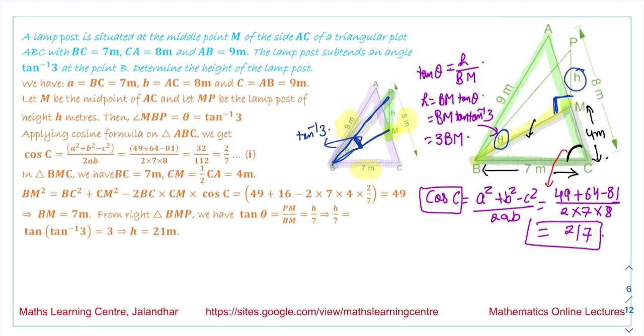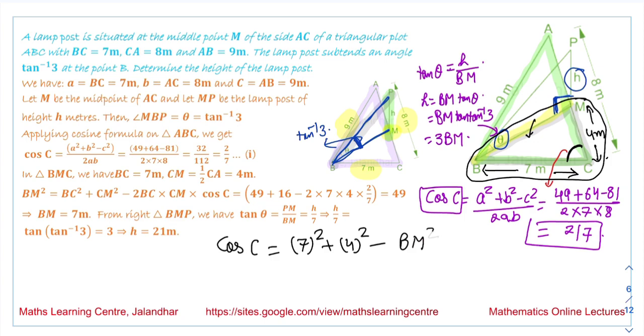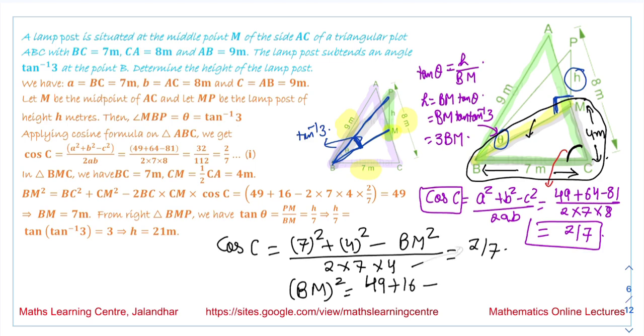Now in the triangle BMC, if we again apply the cosine formula, we are calculating the value of cos C. We obtain cos C equals (7² + 4² − BM²) divided by 2 × 7 × 4, and the value of cos C we have is 2/7. So BM² is 49 + 16 minus, cross multiplying, 2 × 7 × 4 × 2/7, and on solving this we obtain 49. This implies that the value of BM is 7 meters.